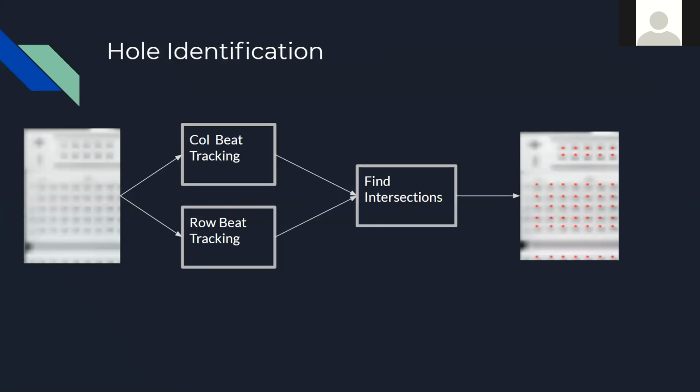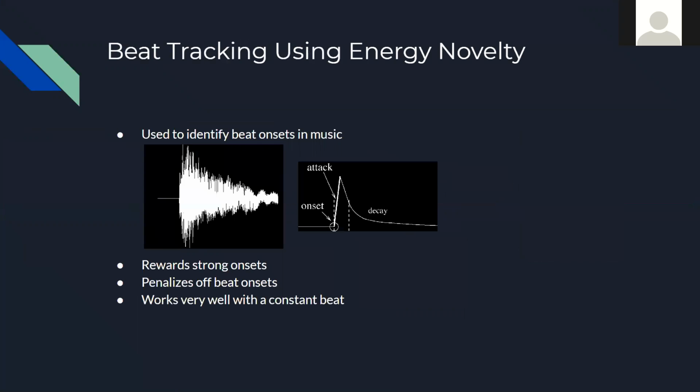Hole identification applies a beat tracking algorithm to the rows and columns of the board. The intersection of these beats are used to predict hole locations. So the question is, what is beat tracking? Beat tracking is a way of taking a noisy signal, enveloping it, and finding the location corresponding to beats.